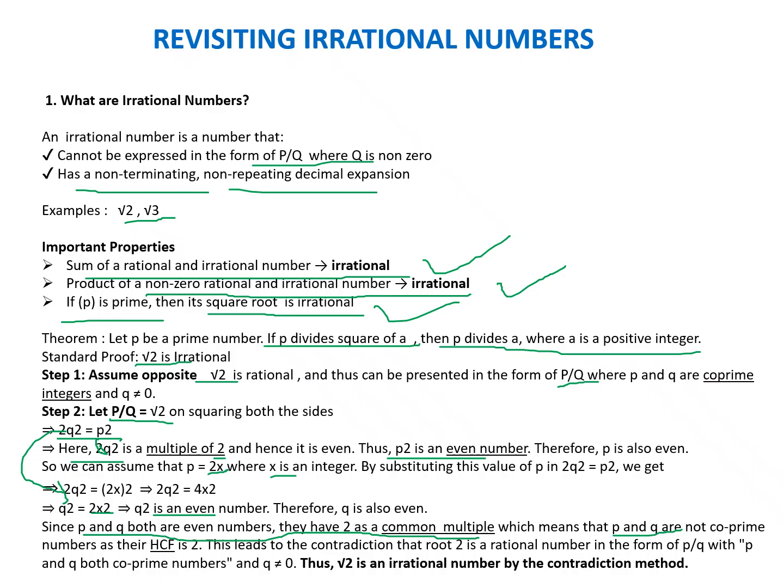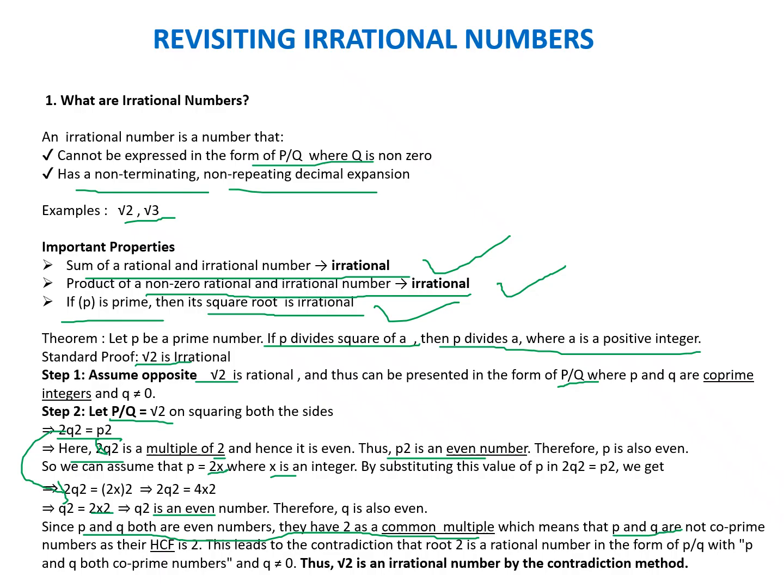So which means that our assumption that p by q is root 2 is contradictory, because p by q can only have co-prime numbers, and in this case we have proved that it has 2 as the common multiple. So they are not co-prime, which means that root 2 is not equal to p by q, and if root 2 is not equal to p by q, then it is irrational.